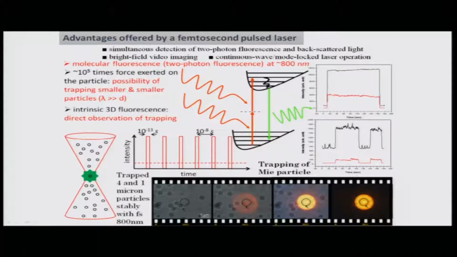Since the visibility of the system becomes much better because of the fluorescence, it is possible to have better signal to noise of the trapped particle, and so smaller and smaller particles can be visualized as a result of this particular approach. So, we have managed to show trapping for various ranges of particles ranging from 4 microns to 100 nanometers quite comfortably. Here is a slide picture which shows 4 and 1 micron particles which are stably trapped with femtosecond 800 nanometer lasers.